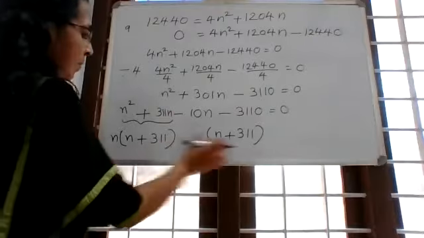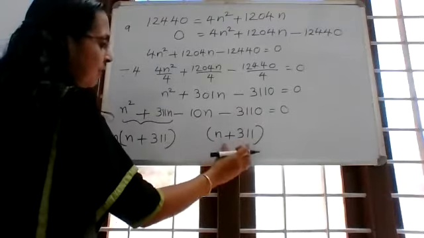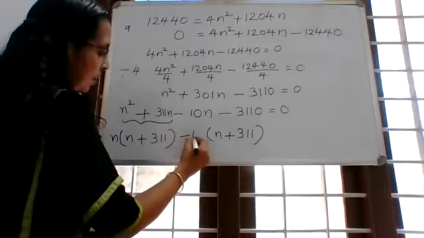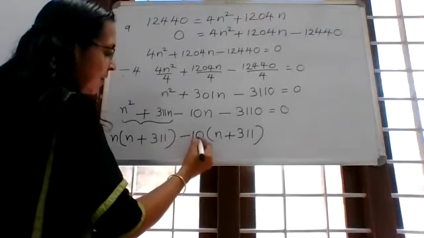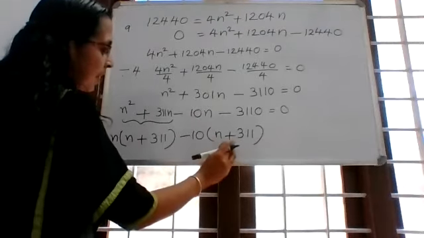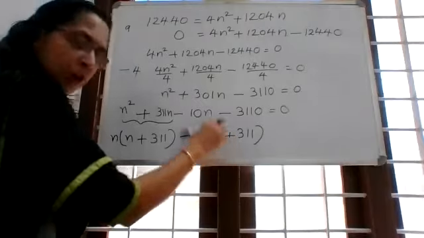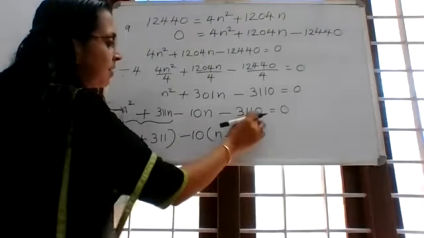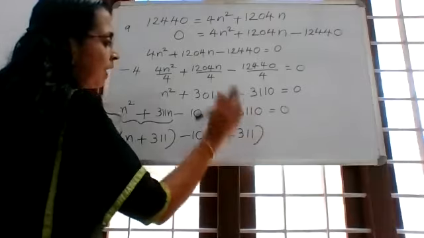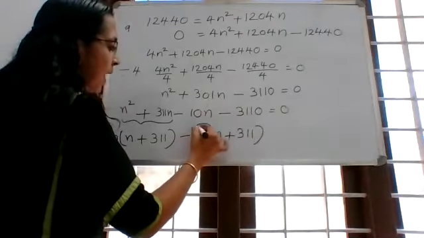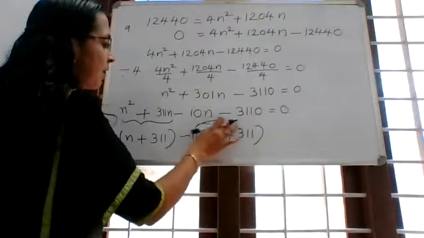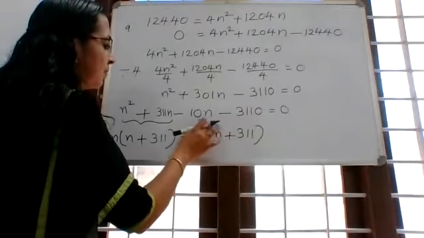Next one, the same number we will write. And 10, minus 10 common. Minus 10 into n is minus 10n. Then automatically it will be correct. You know, minus 10 into plus 311 is minus 3110. If we are changing this bracket, we will get this answer as minus 10n and minus 3110. Any doubt in this?